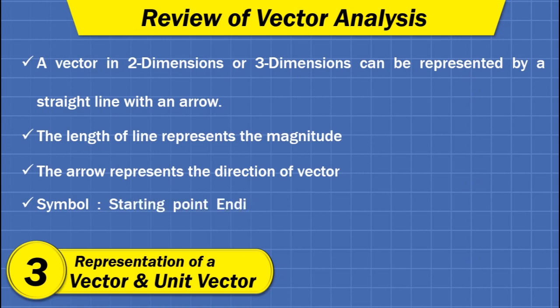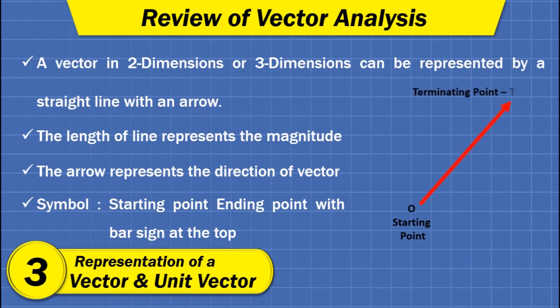So let us try to represent a vector in free space. Let us keep O as the starting point and draw a vector of particular magnitude and direction. Then T will be the terminating point of our vector. The length of the arrow line is called the magnitude of the vector and it is symbolized as OT bar or OT caret. Magnitude is defined as the modulus of OT bar, which is L for this case.